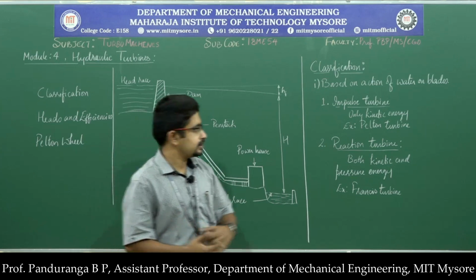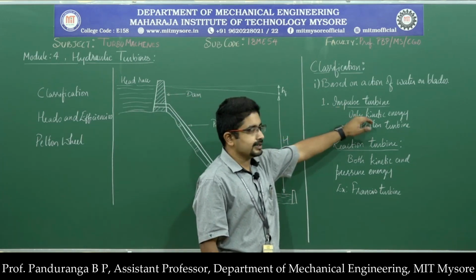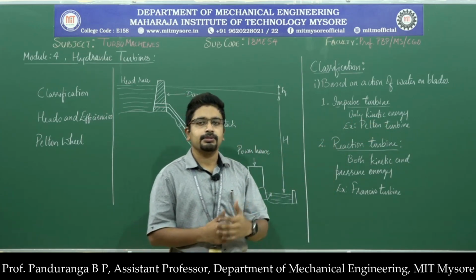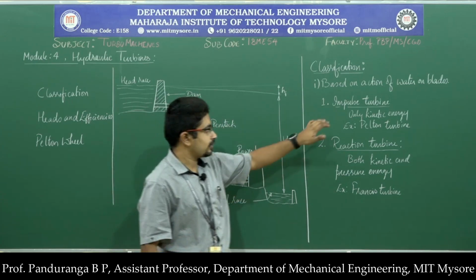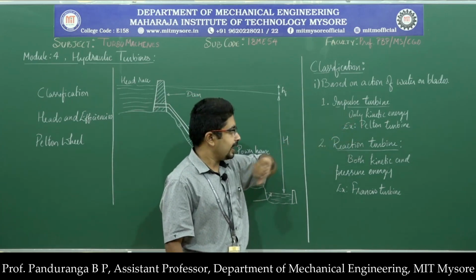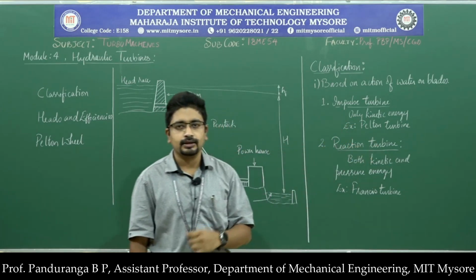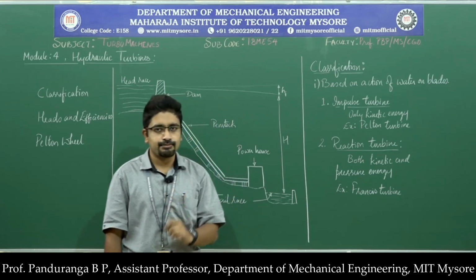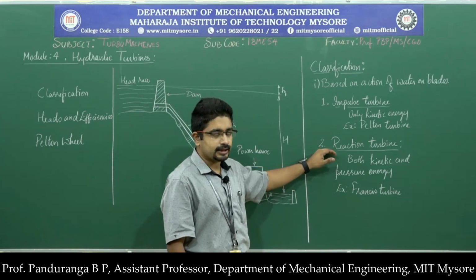Then those kind of turbines we call as impulse turbine. So, here only kinetic energy will be absorbed, or only kinetic energy of the water will be converted into mechanical energy. So, those turbines we call impulse turbines, and the best example for that is Pelton turbine or Pelton wheel. So, Pelton turbine or Pelton wheel is an impulse hydraulic turbine.